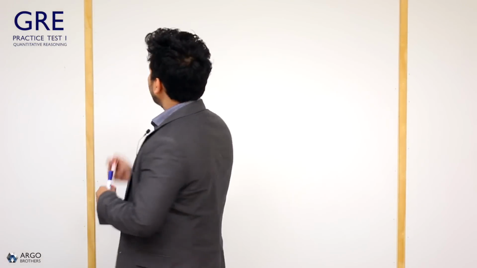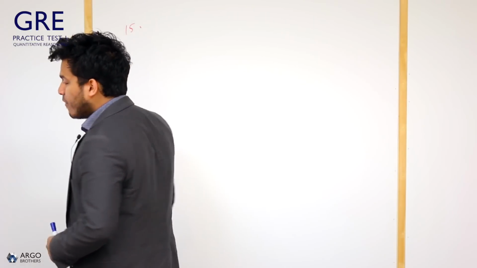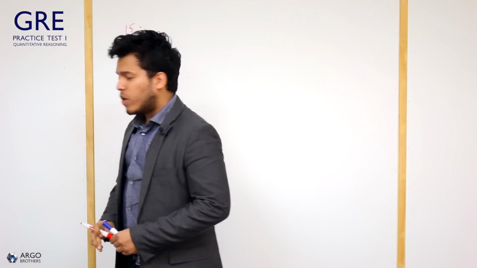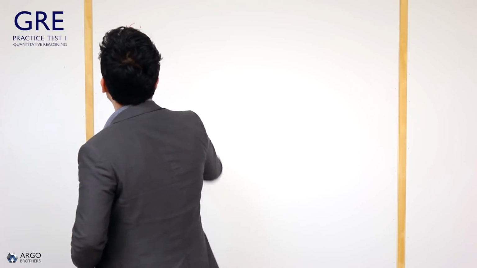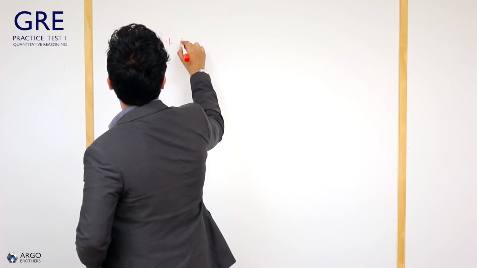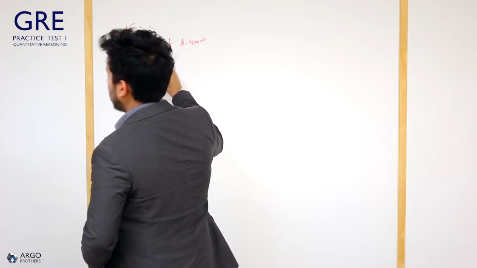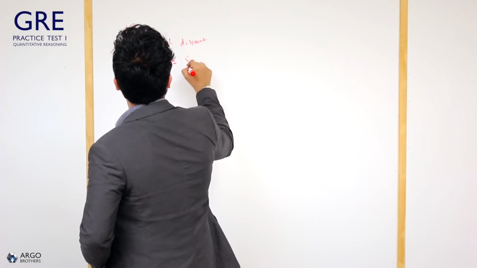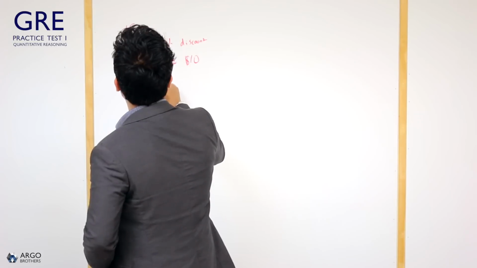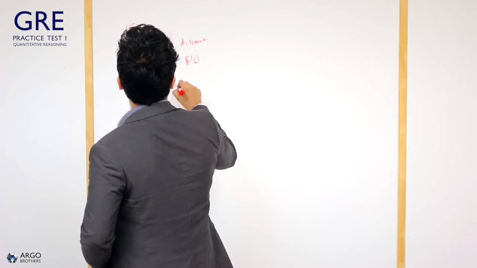Okay, so let's take a look at question number 15. After a 20% discount at the bookstore, a recipe book sells for $10. What was the original price of the book? So we have a 20% discount, and the sale price is $10, and the question is asking what is the original price, right?